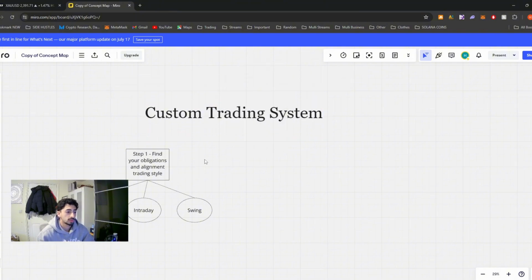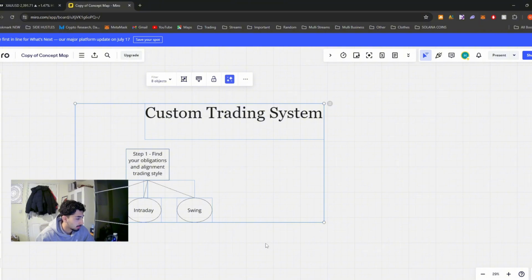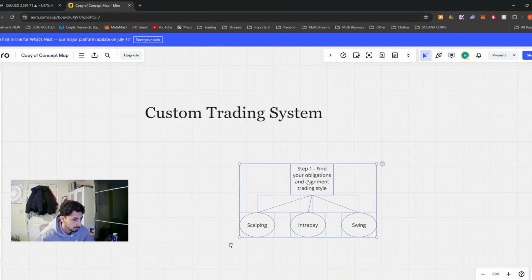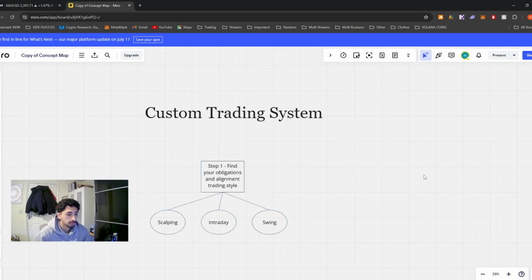All right, so step one, we need to look back at ourselves and try and find, let me move this out of the way so you can see it properly from my camera. There we go, like that. So step one, we're going to find our obligations and align a trading style to that. That means what? Step back, let's answer a few questions first.